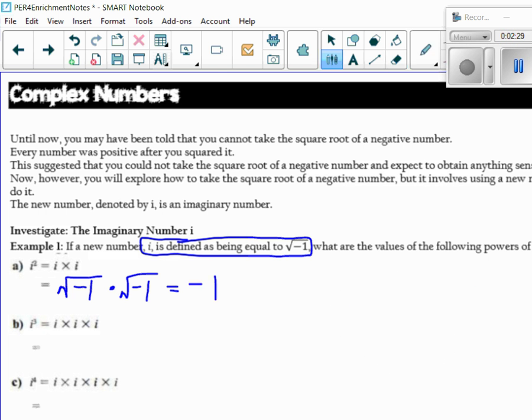So that's a huge concept for you. You may want to write this down. So i equals the square root of negative 1, and i squared is equal to negative 1. That's essentially the concept of the imaginary number here.